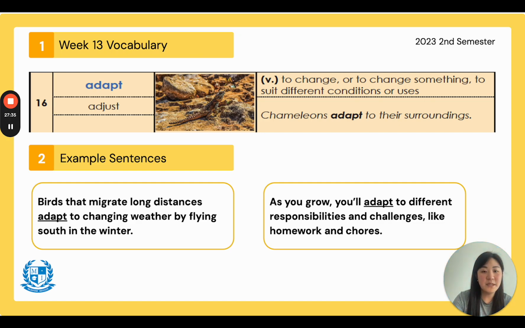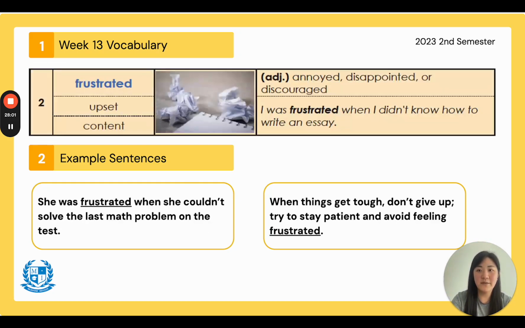And example 2, as you grow, you'll adapt to different responsibilities and challenges like homework and chores. So when you're younger, you don't have much homework or chores to do, but as you grow, these responsibilities will grow also with you. And you'll have to adapt and change to it so that you can also do it with them. Okay? Everyone say adapt. Adapt. So let's go to number 1 very quickly.